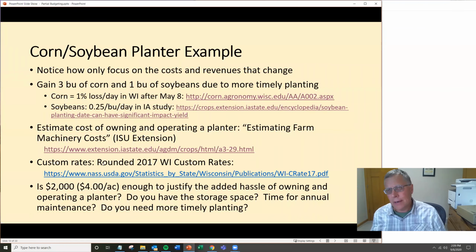Then the custom operator is where I got the rates for what it costs to hire somebody. I just kind of rounded the 2017 rates for Wisconsin.